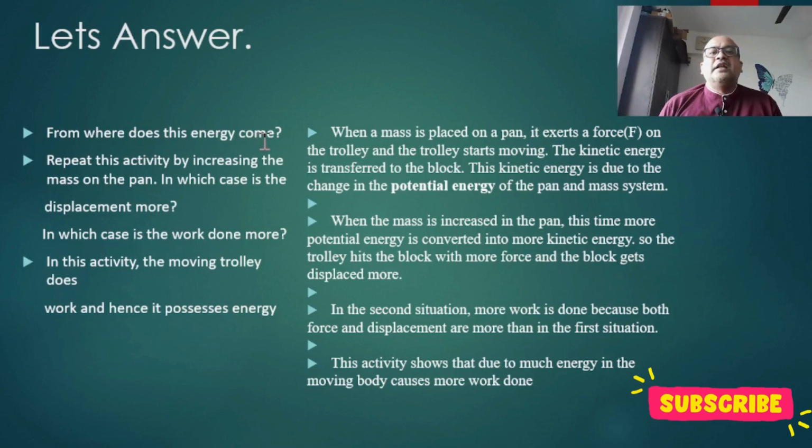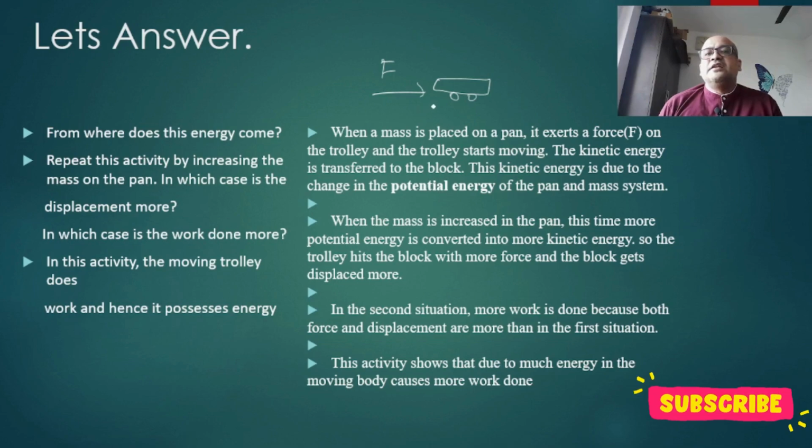From where does the energy come? When a mass is placed on a pan, it exerts a force F on the trolley, and the trolley starts to move. What we have done? We have placed a mass on the pan. The moment we put it, what happens? The force F was exerted on the trolley, and the trolley started to move.